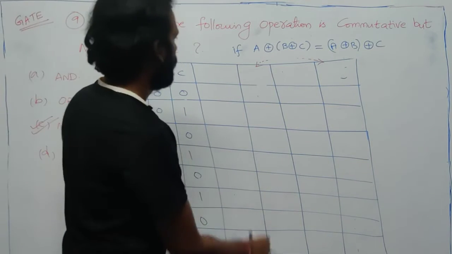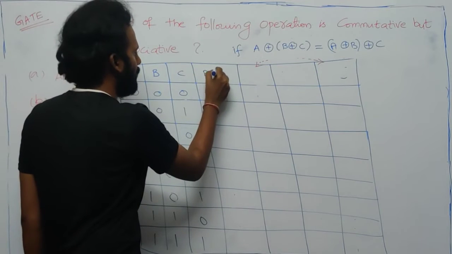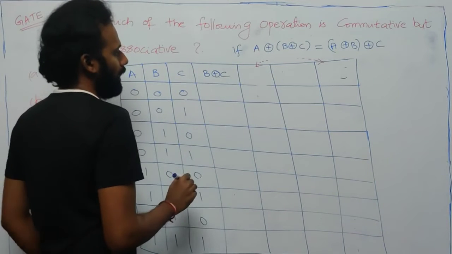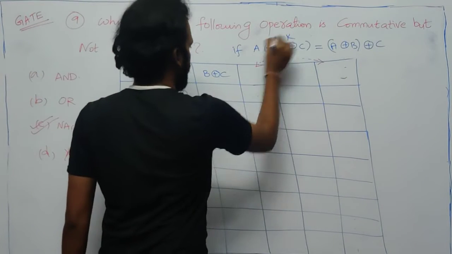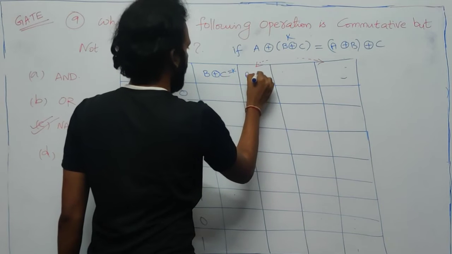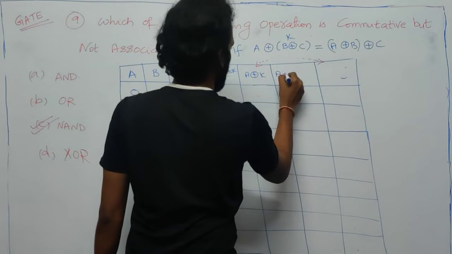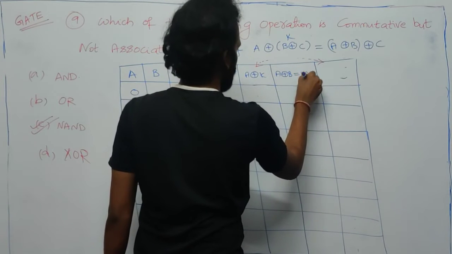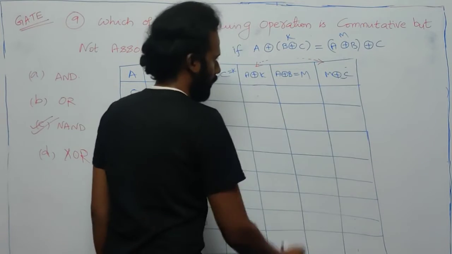So, to check this, what are the things that I need? I need B XOR of C, and let's say this is K. I need A XOR of K. Then I need A XOR of B, let's say that is M. Then I need M XOR of C.